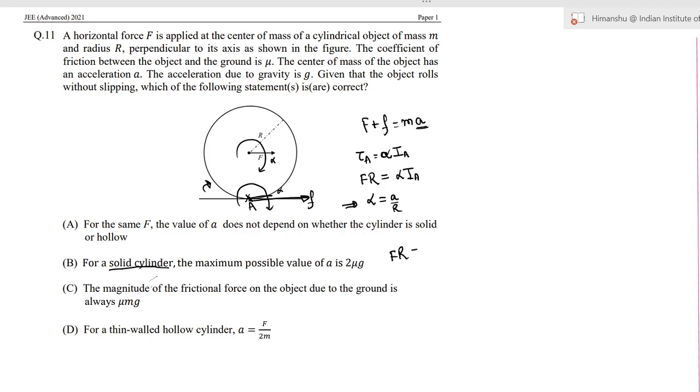So therefore FR equals a by R times moment of inertia about A, and F equals I_A over R square times a. So the frictional force would be ma minus I_A a over R square.